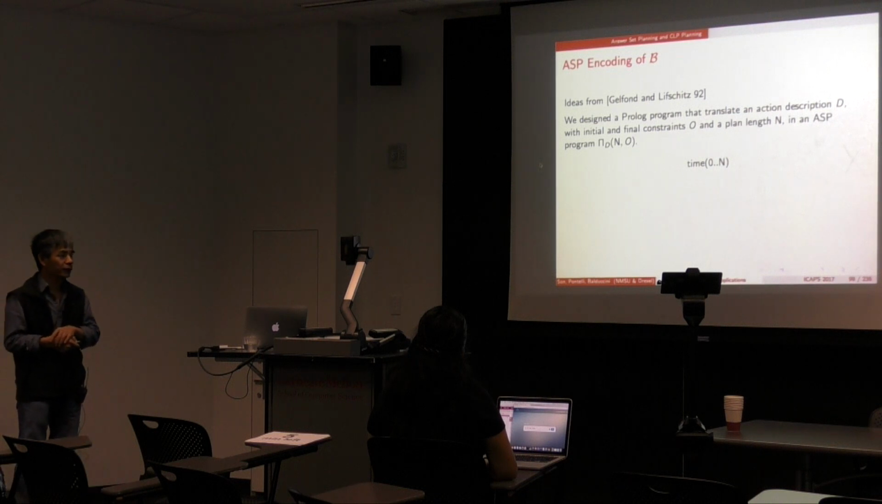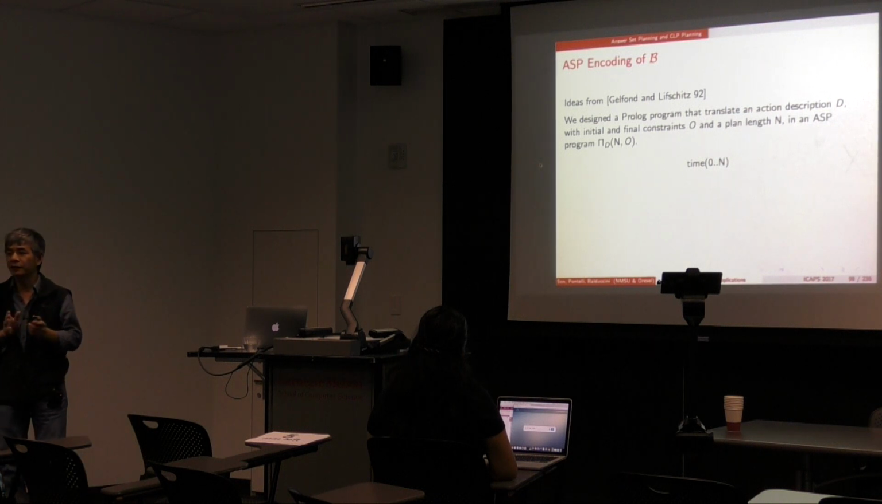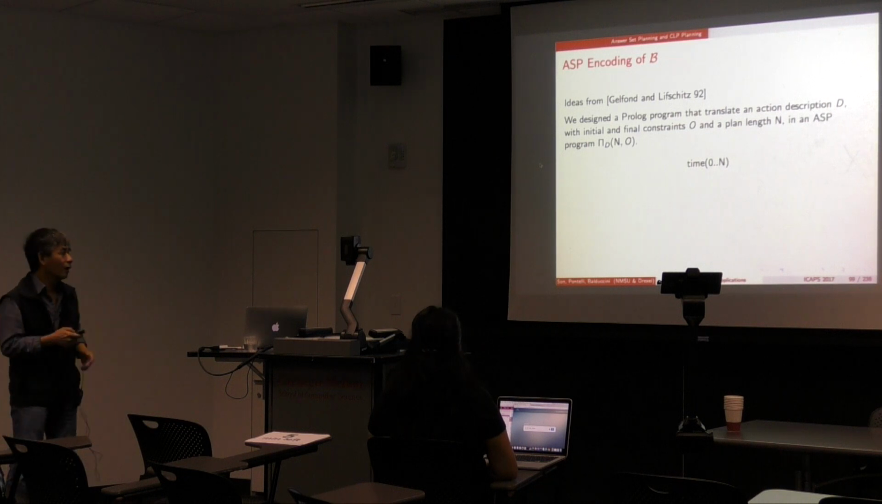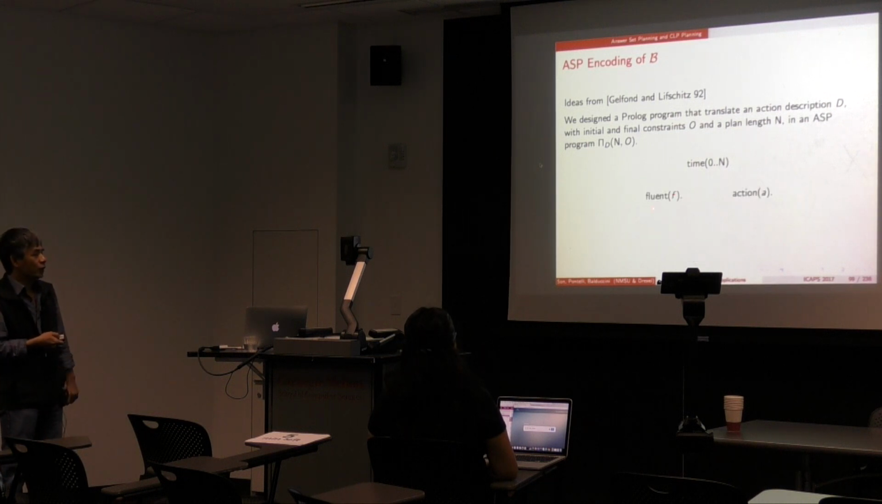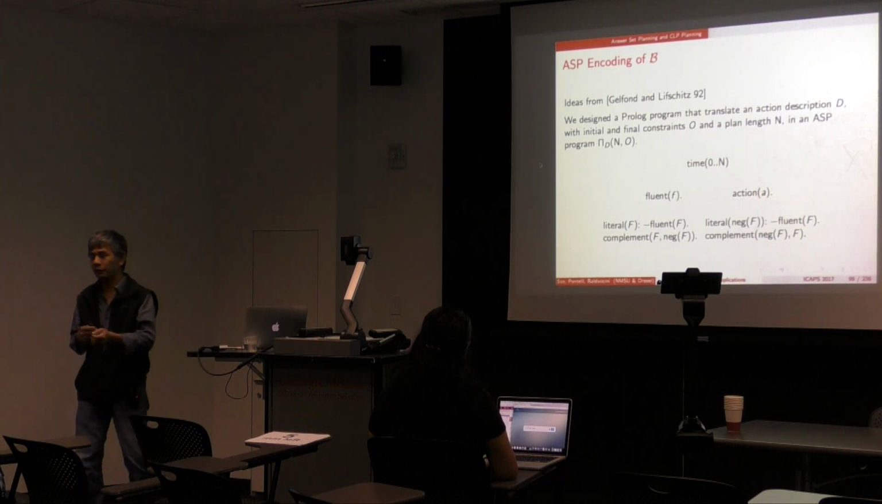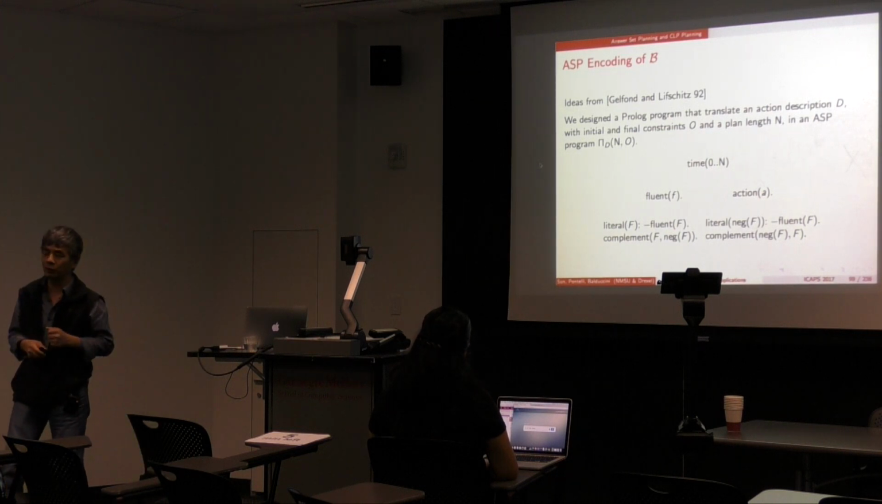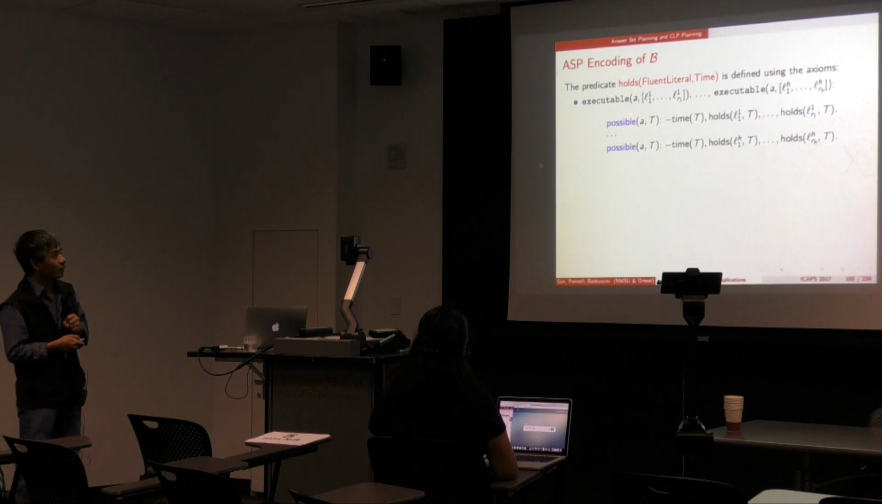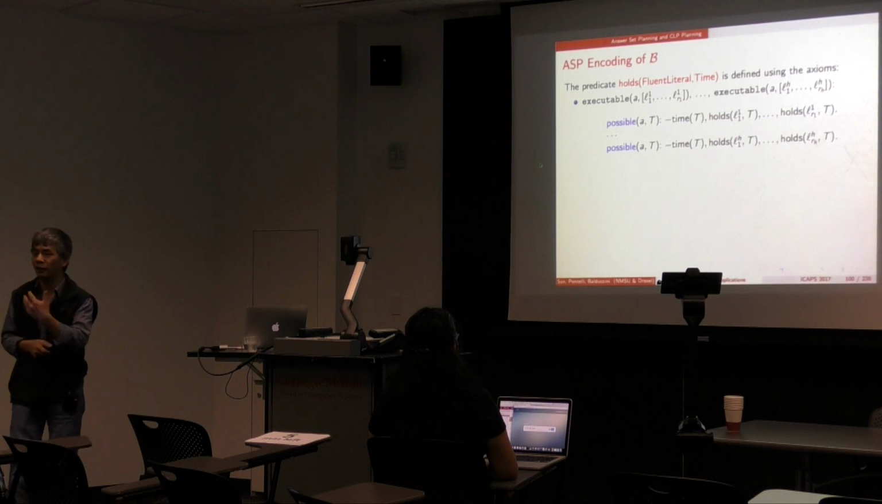First, we define the constant time from 0 to n to say that we are interested in plans of length at most n. For each of the fluents and actions, we define this literal f to say that we are dealing with f and not f also. Then for each executability condition, we define possible A at time t if this condition is satisfied. That's a very standard way of writing the program.